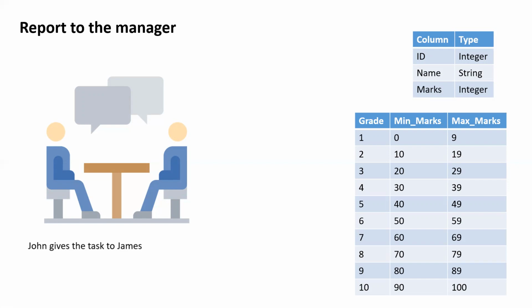So suppose if the student is getting marks between 0 and 9, he should get grade 1. 10 to 19, he should get grade 2. 20 to 29, grade 3, and so on.